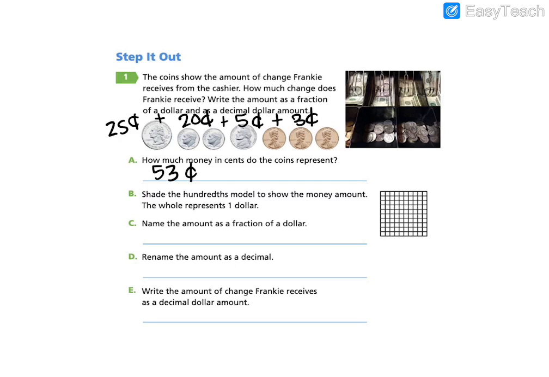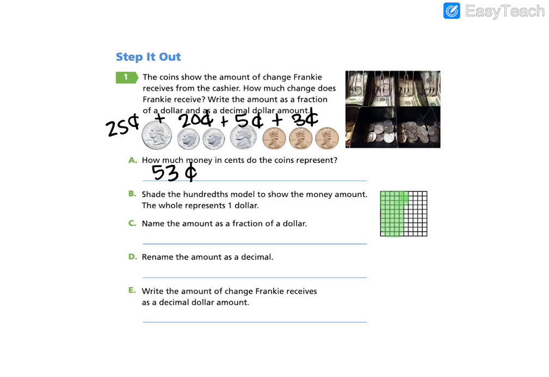We need to shade the hundredths model to show the money amount. The whole represents $1. So if the whole is $1, then we have 53. So I'm going to shade my 5 tenths first, then my 3 hundredths. And there's my 53 cents of $1.